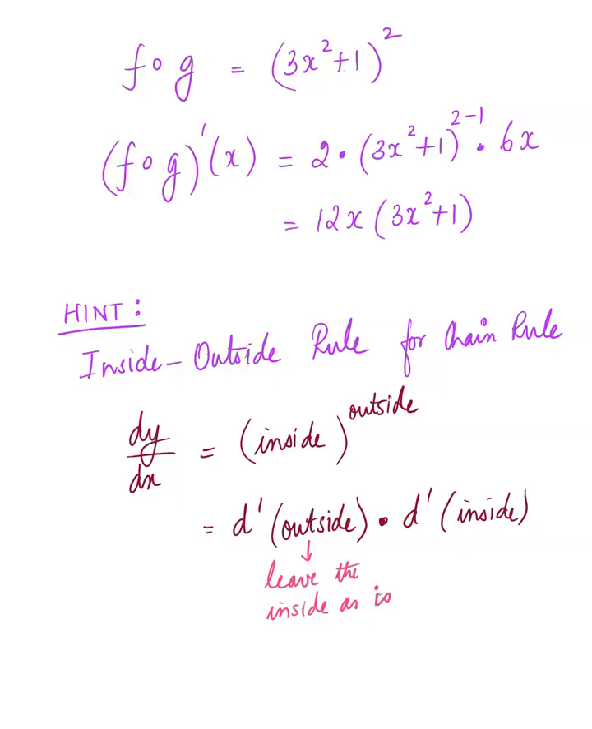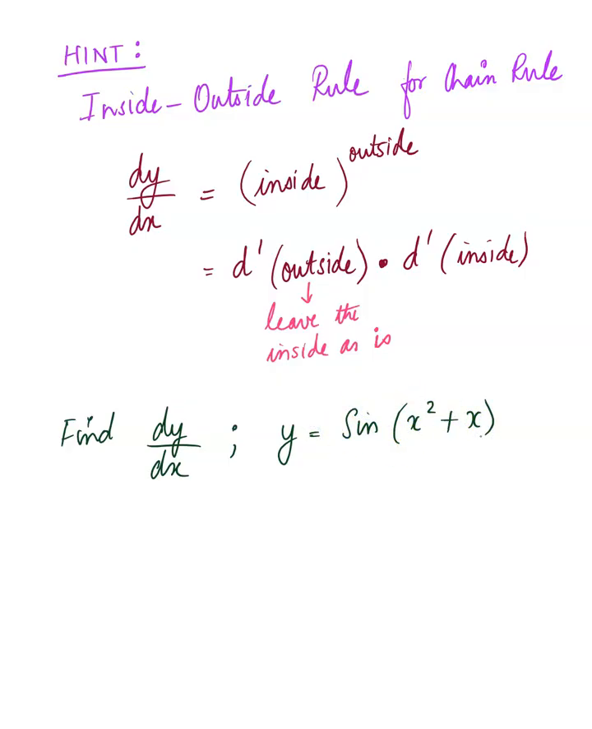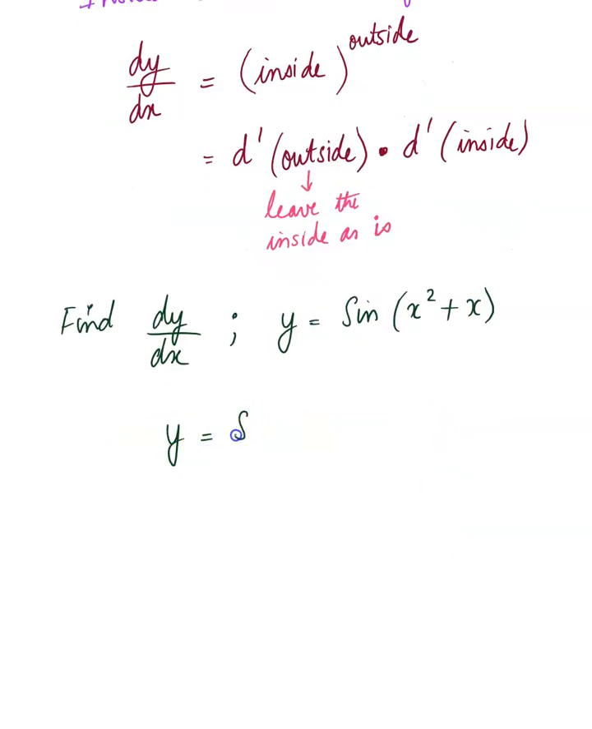Okay. Now we'll do another problem and we'll try to understand the outside-inside hint. Find dy over dx, and we're given y equals sine of x squared plus x. All right, so y is written in terms of x, but y is looking complicated because it's a composition of two functions. So the very first thing we want to understand is which one is outside and which one is inside. Okay. So this sine function, sine of something, right? Sine of an angle. So the sine function is the outside, and this x squared plus x would be the inside.